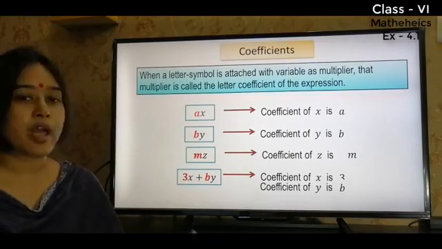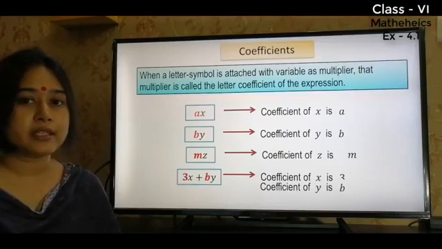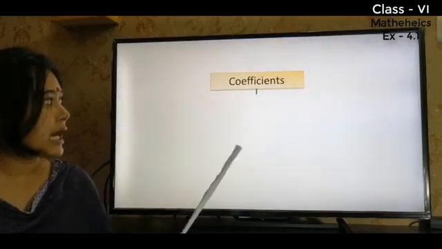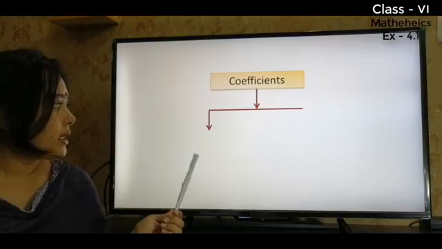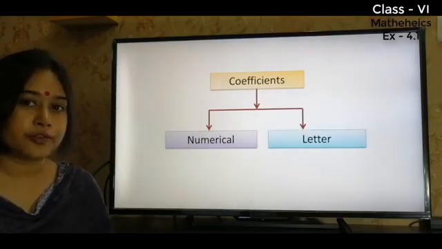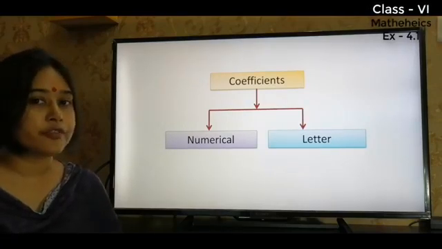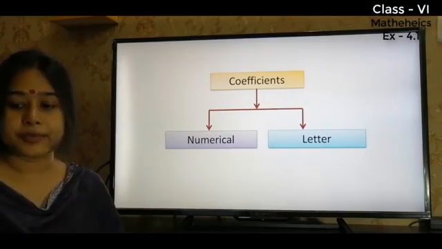So I hope you have understood the coefficient. What we have found here is that coefficients are of two kinds. One is number coefficient and another is letter coefficient. So these two kinds of coefficients are there in algebra.